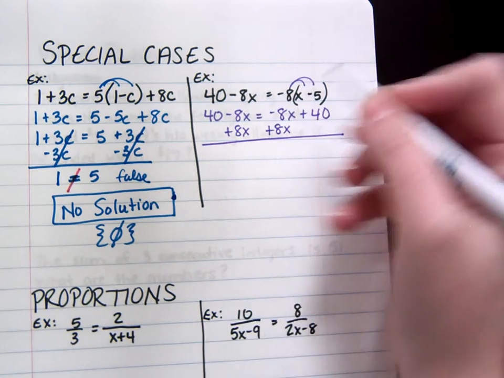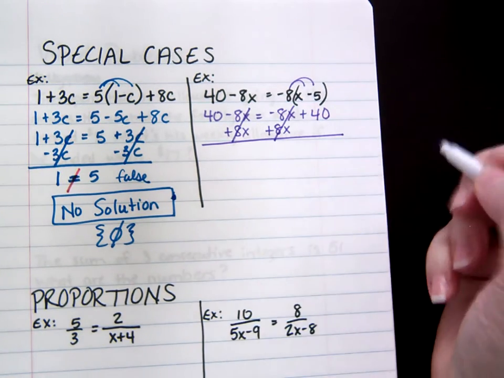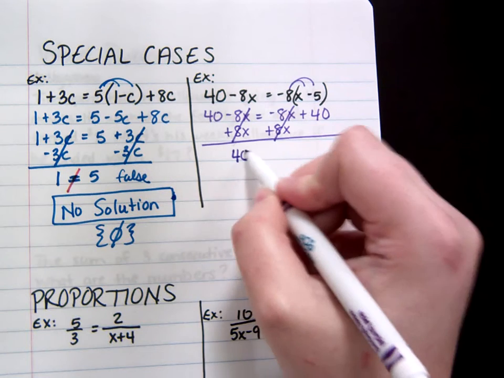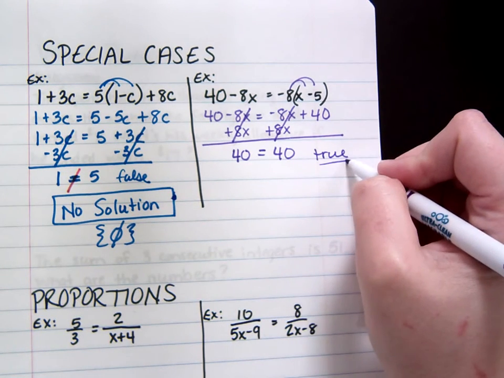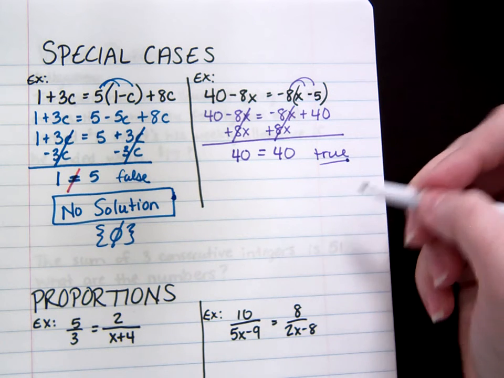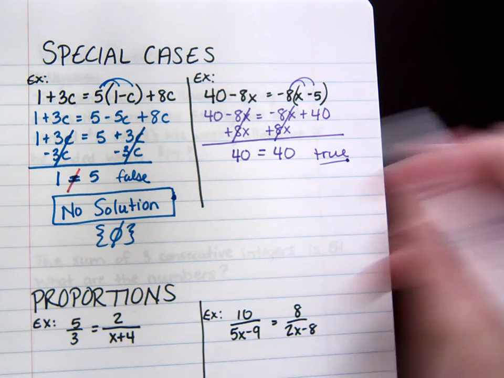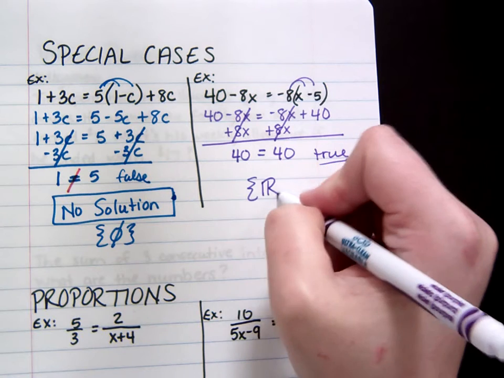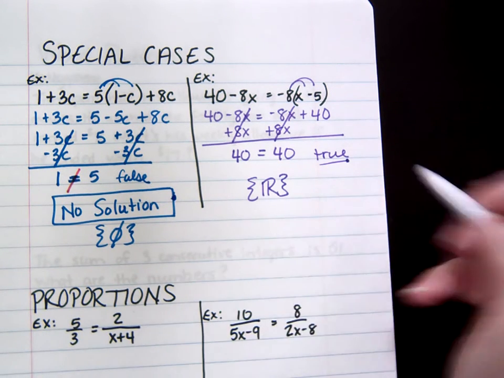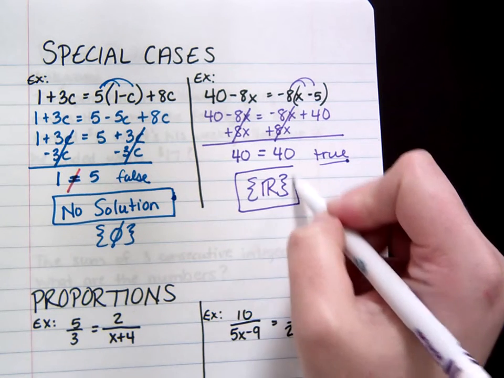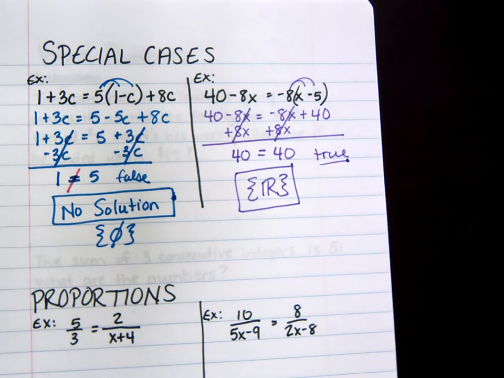But just like before, it cancels out your variables on both sides, which leaves us with 40 equals 40, which is a true statement. If it is a true statement, your answer is all real numbers. And you can write it like this. It's the set of all real numbers. That means all your values, all your x values, any of them work.